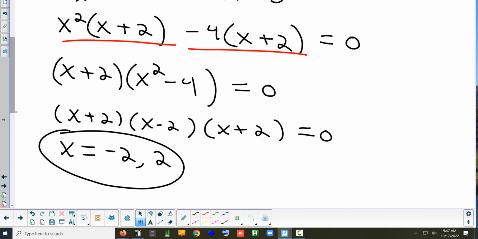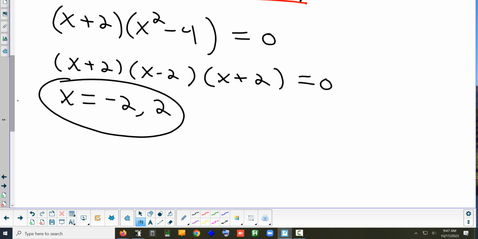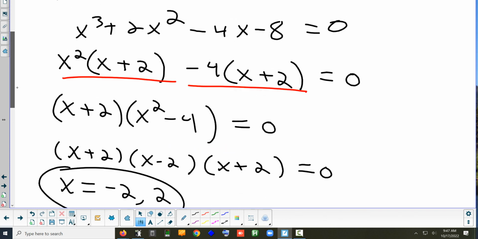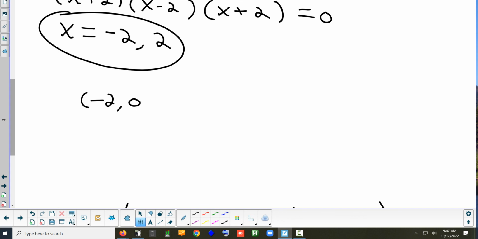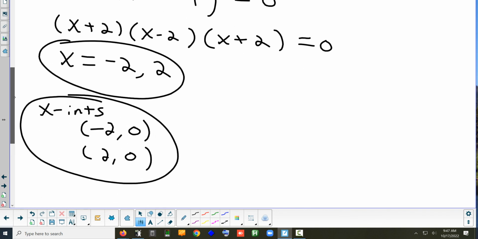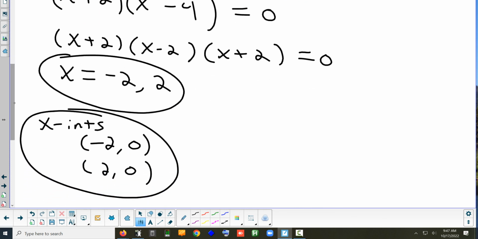So why do you write it just as values rather than coordinates like on a graph? Because the directions specifically said to find the zeros. A zero is just a number. If it said find the x-intercepts, then you would be writing this. That's how you would write x-intercepts. Intercepts are always written as coordinates. Roots or zeros are written as single numbers. So a little bit of a difference between the 2. Any other questions on it?